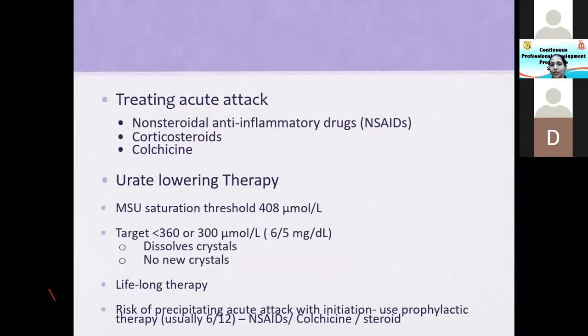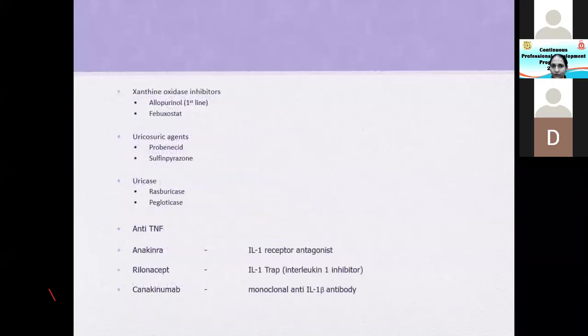So with the initiation of urate lowering therapy, as I told you earlier, there is risk of acute attacks due to the sudden changes in the uric acid level. So it's very important for you to maintain prophylactic therapy, usually for about 6 months, using either the drugs that you use to treat acute attacks. The same drugs can be used, namely non-steroidal anti-inflammatory drugs, colchicine, or steroids.